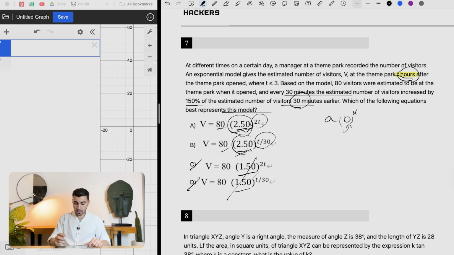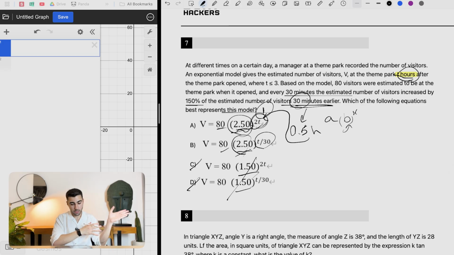So 30 minutes is half an hour, right? So you're not plugging 30 here. If you plug 30 into t, this is going to be 30 over 31, so it becomes 2.5 times. Then this would be correct. But because you have to plug hours, 30 minutes is equal to 0.5 hours, and you plug 0.5 here, so t, 0.5 times 2 is going to give us 1. Then this becomes correct. So 2.5 to the first power is 2.5, so it is being multiplied by 2.5. So choice A is the correct answer. That is how we do this question.